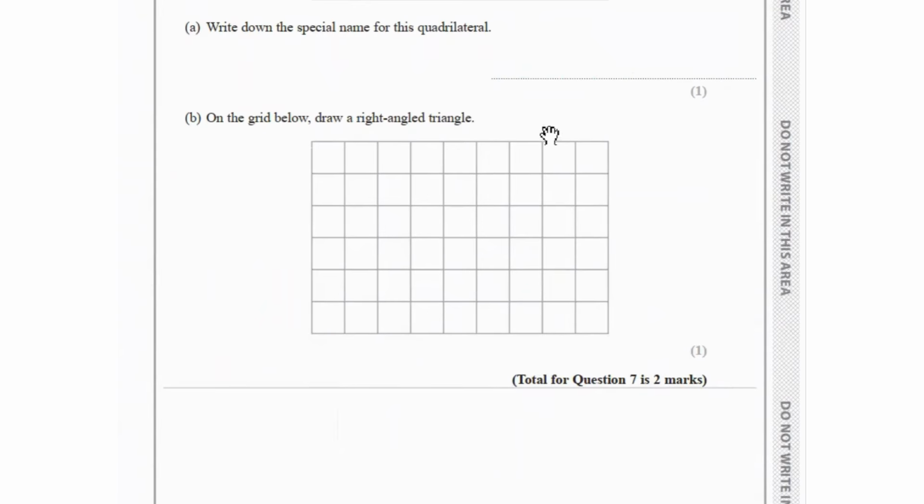On the grid below, draw a right angle triangle. So you can draw any right angle triangle. As long as it has a 90 degree angle, it is going to be a right angle triangle. This is your right angle triangle.